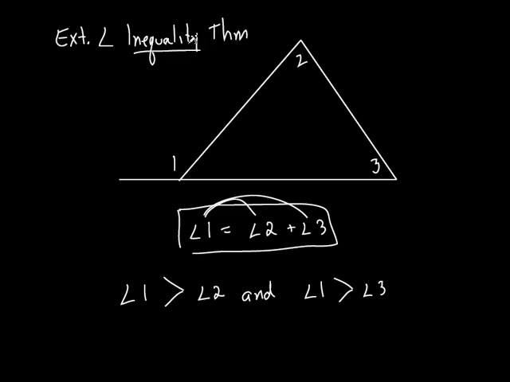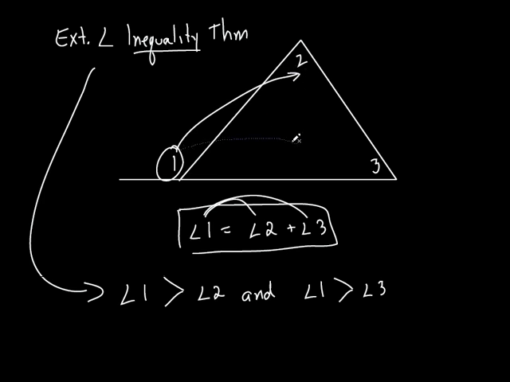So inequalities always have greater than or less than, not equal to. So this one right here is the exterior angle inequality theorem, which means that the exterior angle is larger than either one of the remote interior angles. Do you see that?